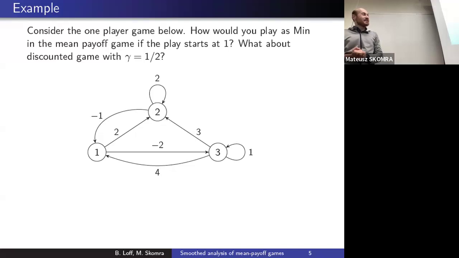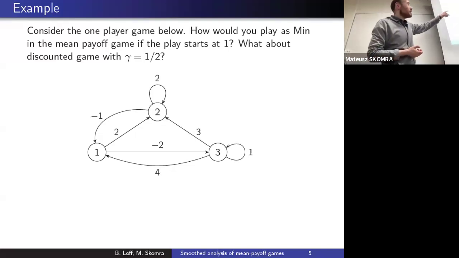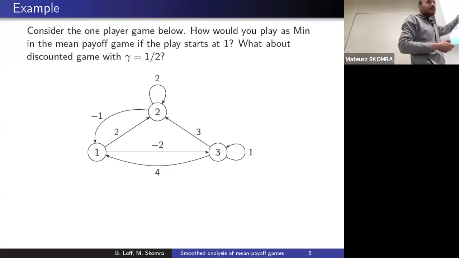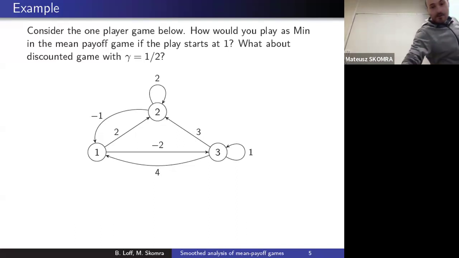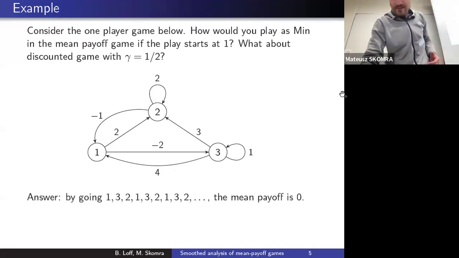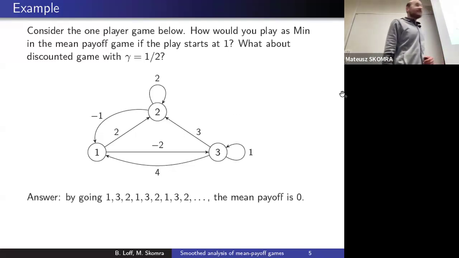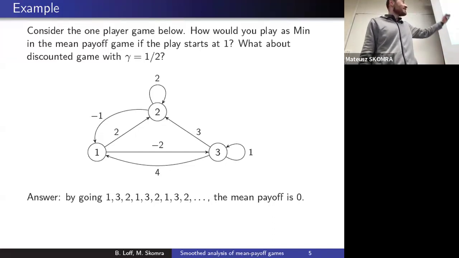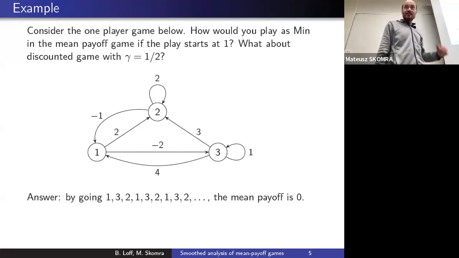Yeah. So we see that here, if you go 1 to 2, 1 to 2, 1 to 2, then we move on this cycle with -2, -3, and -1, which is zero. So when you just repeat it, then the mean payoff is zero. Right? Very good. And actually, this is the best you can do. You cannot make any path that in the limit will be smaller than zero.